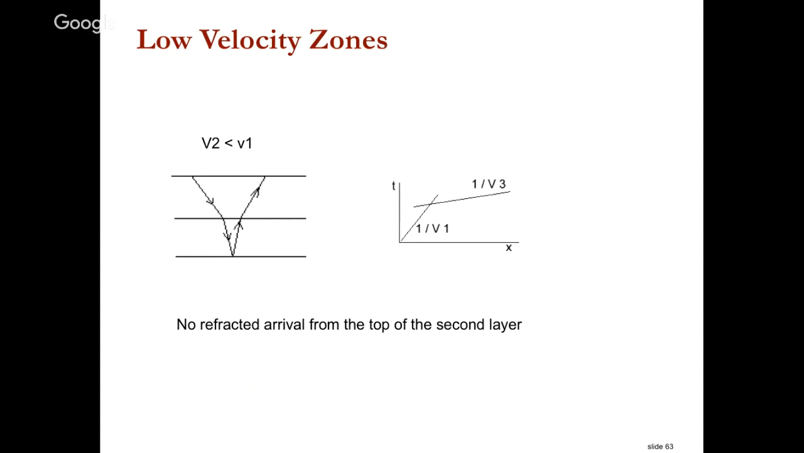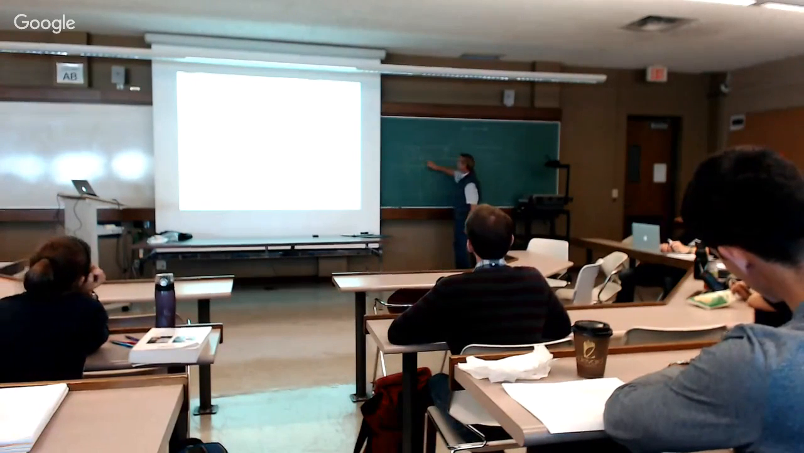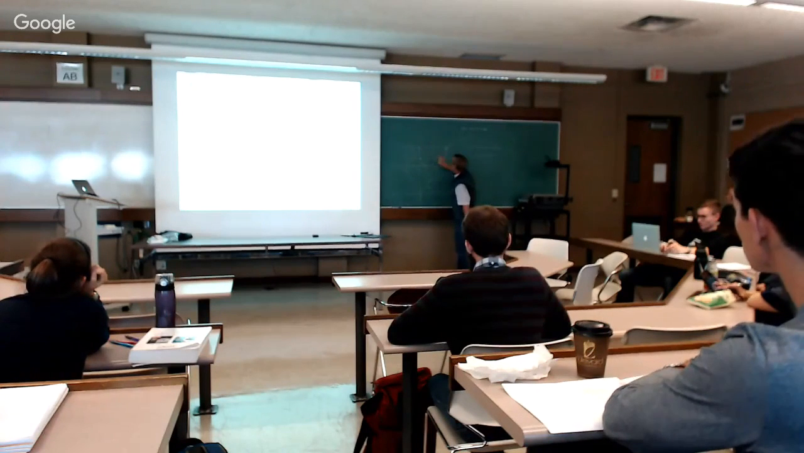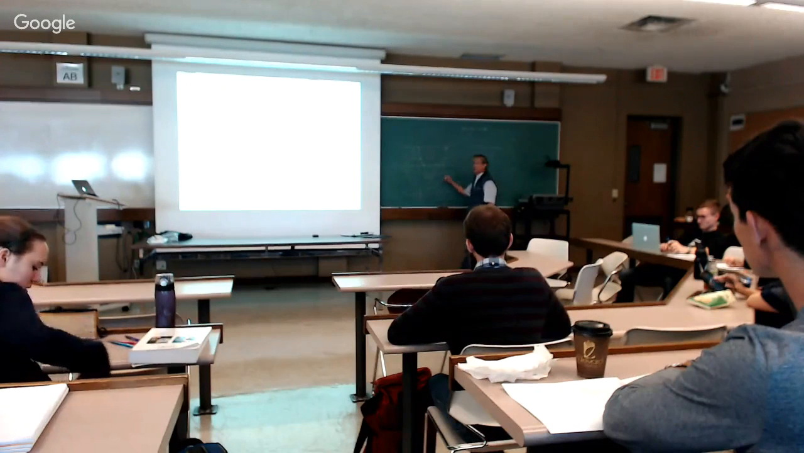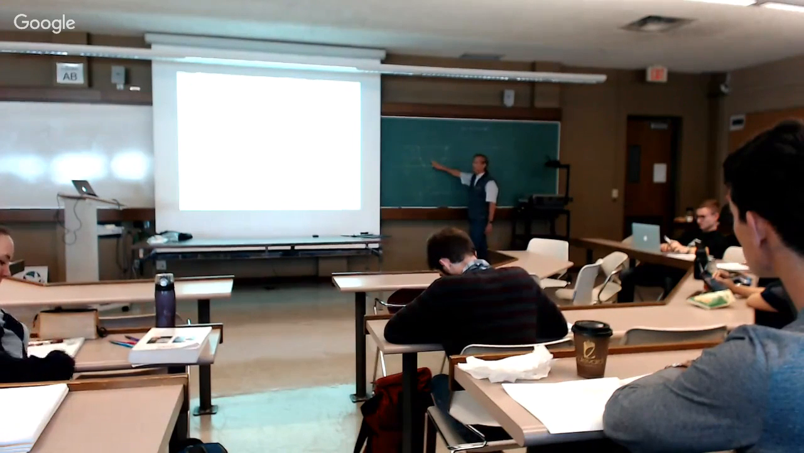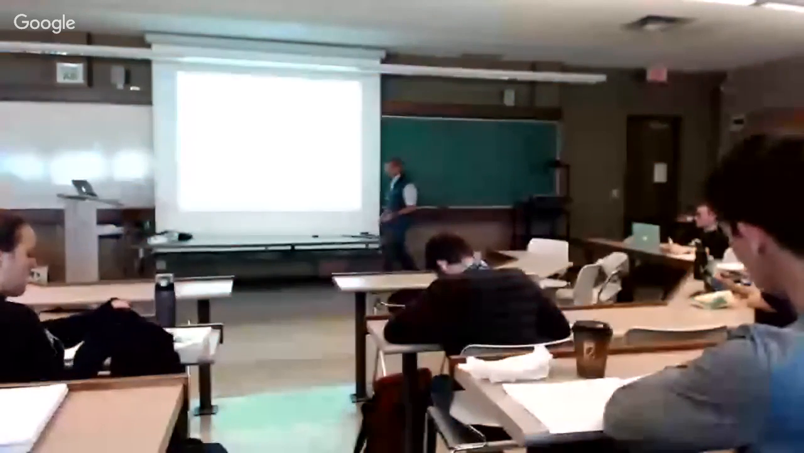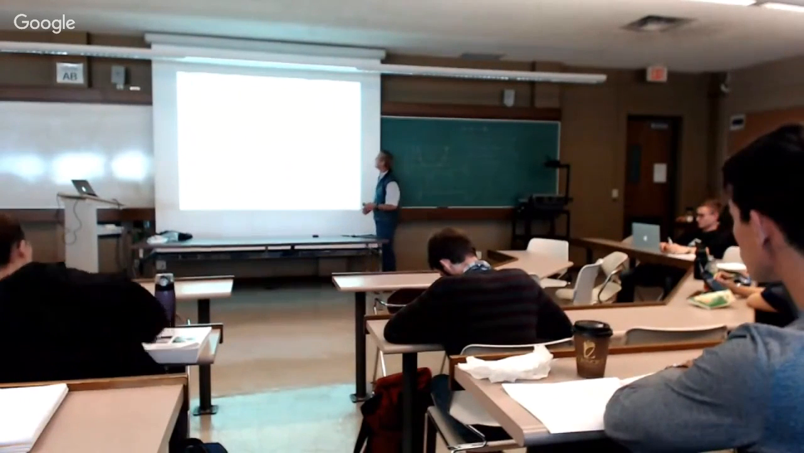I've got a refraction that comes along here, but if that layer was low velocity, then I'd never have any wave that comes across like this, right? So if V2 is less than V1, then I never have that. And so the only thing I would have is this guy here, in which case I don't have this arrival. So I just have this. So I've got a 1 over V1, a 1 over V3, but I don't have any indication that he's here. So if I don't have anything from a second layer in here, then I'm kind of hooped.